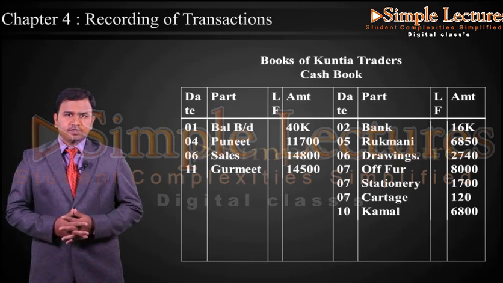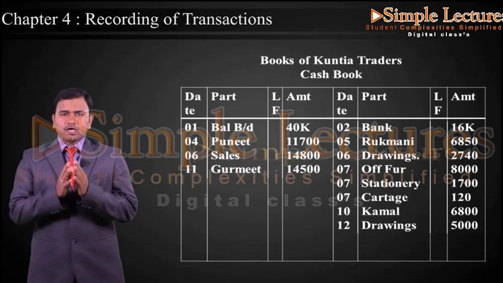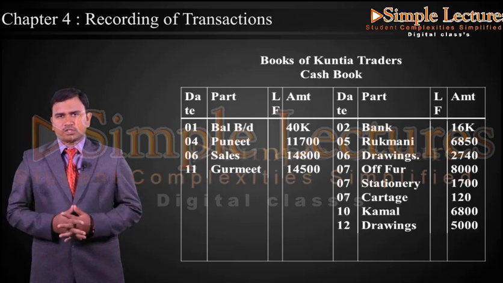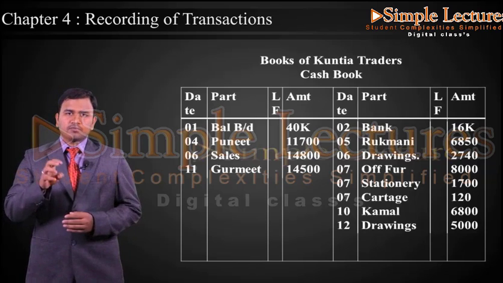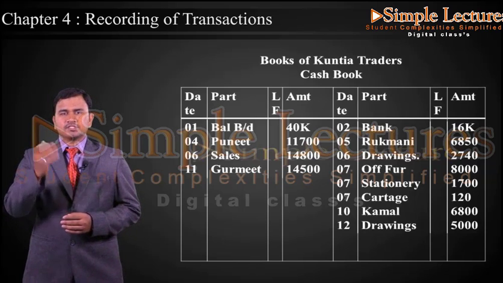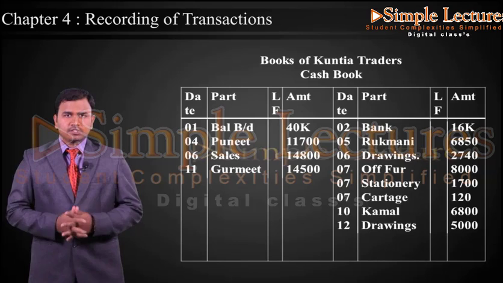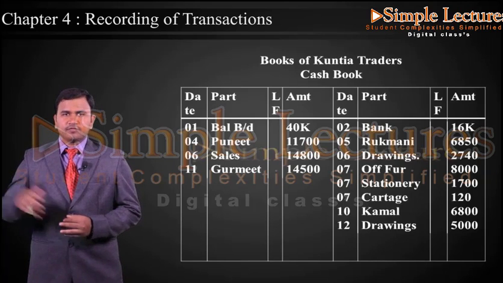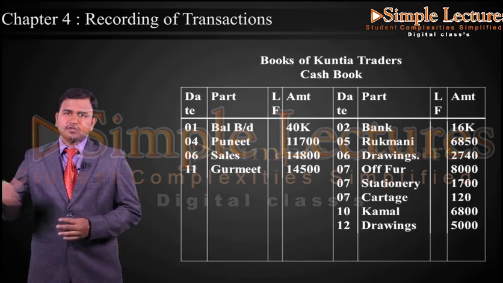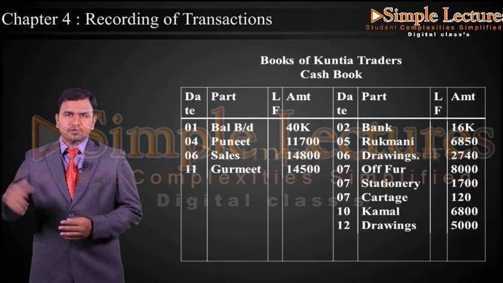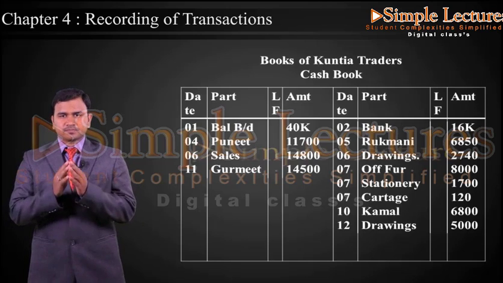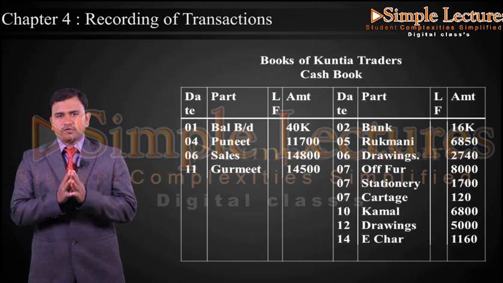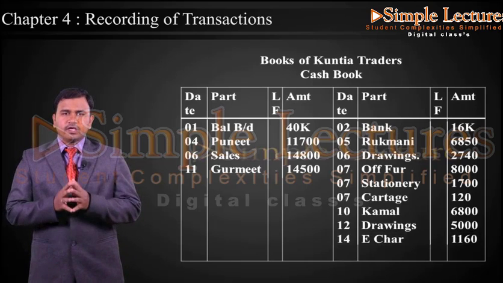Next transaction we have on September 12, amount withdrawn for household use 5,000. So here what was the amount withdrawn? It is nothing but cash going outside the organization, which will be recorded on the credit side. So on the credit side the date will be September 12 and the entry will be by drawings and the amount will be 5,000.